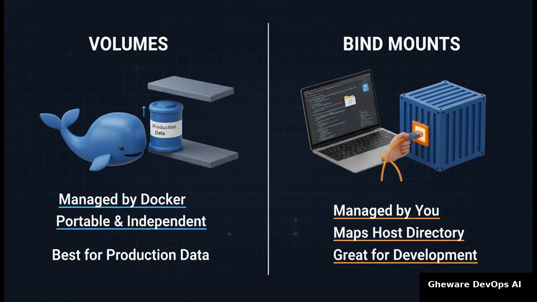And this right here, this is the big aha moment. It really boils down to this. With volumes, Docker is in control. They're portable, they're easy to back up, and they're the obvious choice for application data like databases. With bind mounts, you are in control. They rely on a specific folder path on your computer, so they're not great for production, but they are absolutely perfect for that live coding development workflow. It's all about using the right tool for the job.